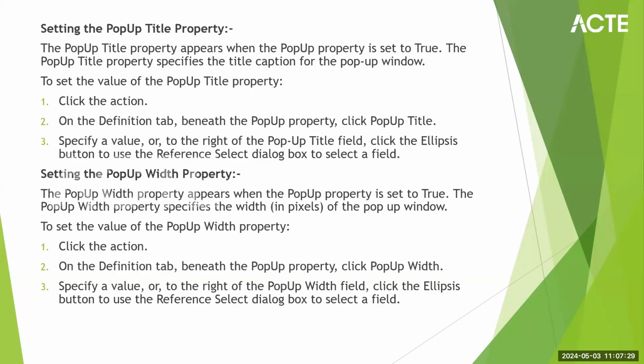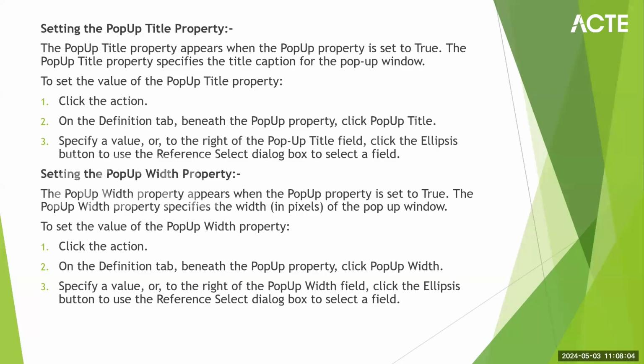Setting up the pop-up width property, nothing but, I mean, length, width, this kind of thing, like appearance. The pop-up width property appears when the pop-up property is set to true. The pop-up width property specifies the width in pixels of the pop-up window.